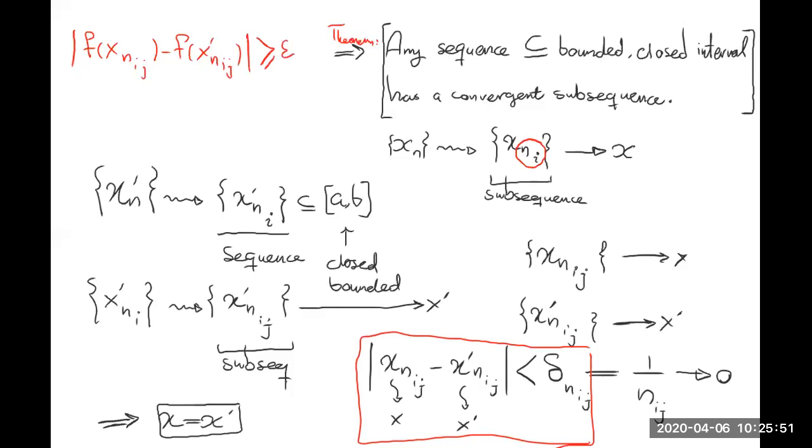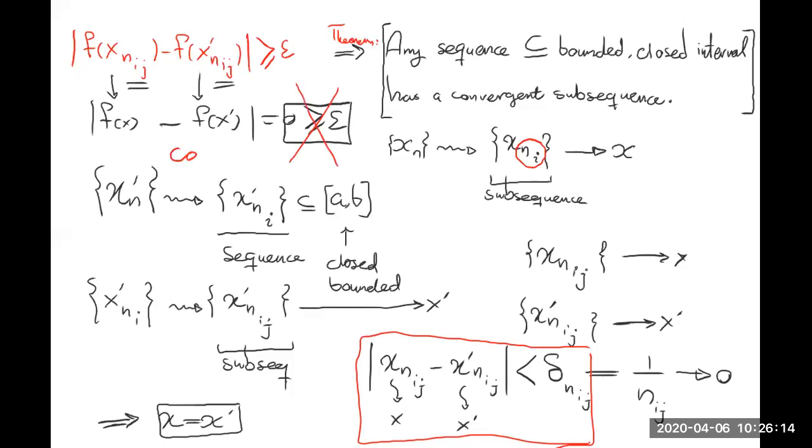Now, sending n to infinity, this is converging to f of x. This is converging to f of x prime because it's a continuous function, but x prime and x are equal. So this difference is actually 0, and it can't be greater or equal than a positive number. This is a contradiction. Therefore, we proved the theorem using proof by contradiction. Is it clear? Is there any question?